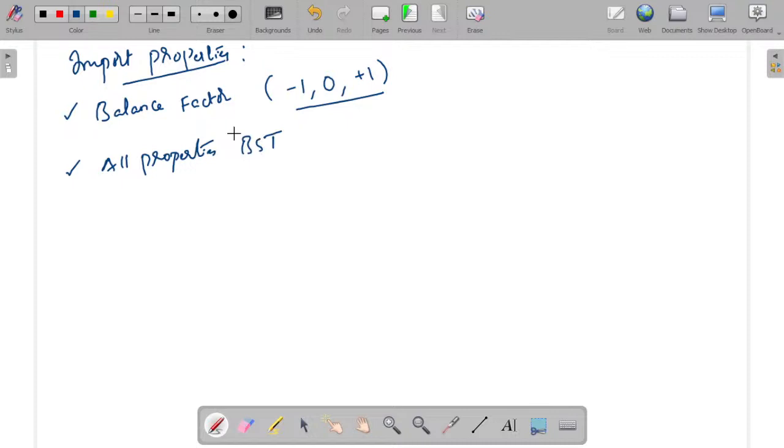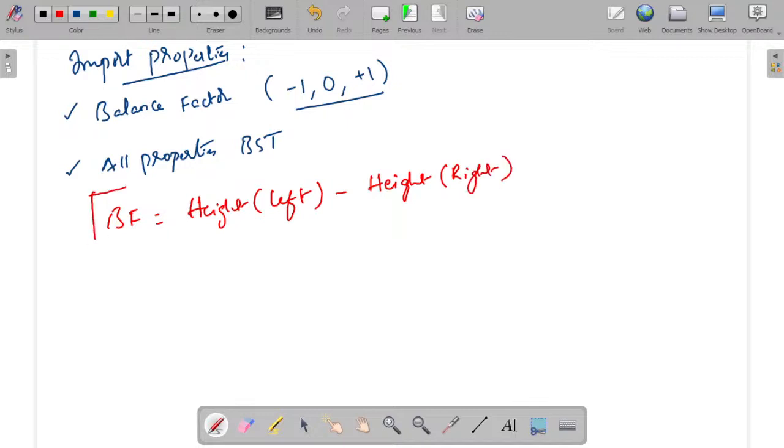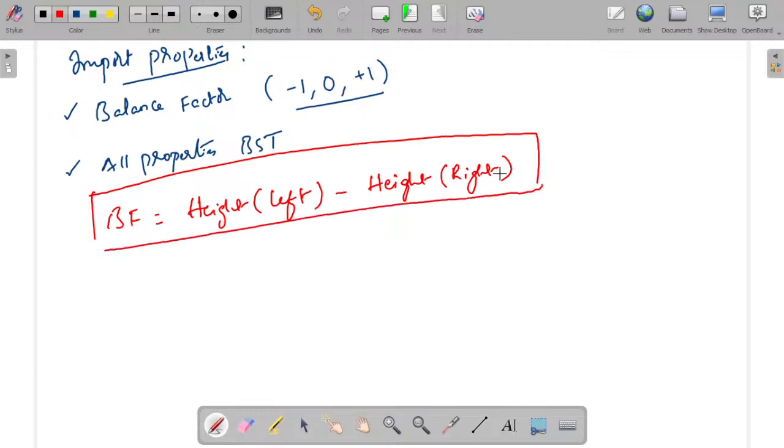Okay. Now we will see how you can compute the balance factor. So the balance factor formula goes like this: height of left subtree minus height of right subtree. Right. So this is the formula for computing the balance factor for any given node in the tree.